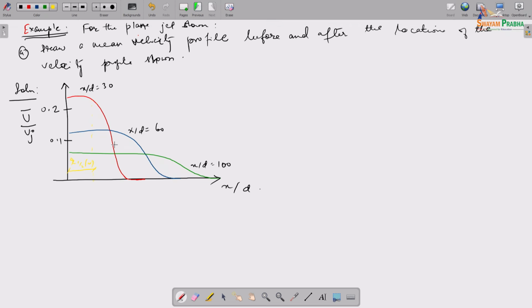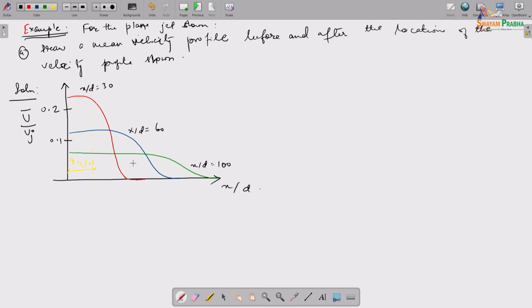So when I am at x by d is equal to 30, meaning that is at a certain x location after the jet has come out. And then x by d 60 means I am going further down. Right. So r by x is going to be this. So as you can clearly see, r half is increasing as we move along the axis of the jet, or with an increase in x.